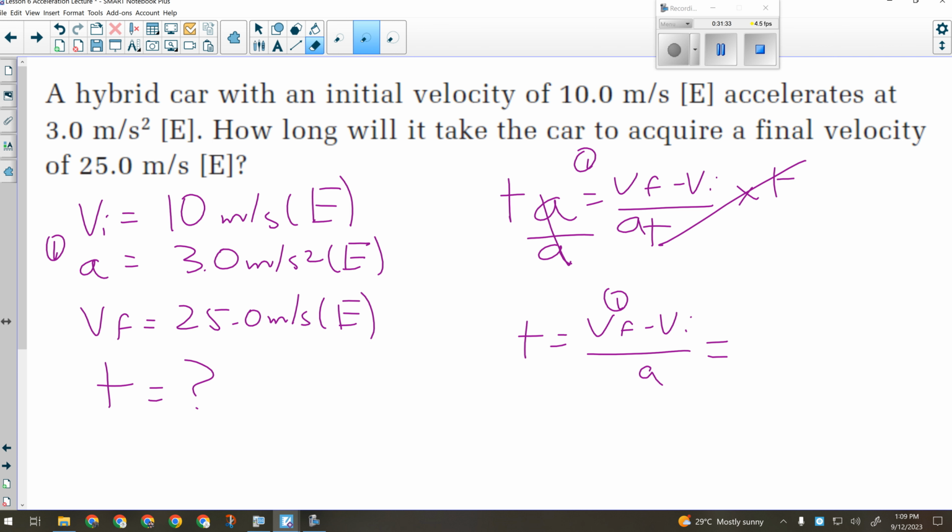Sometimes, not always. So we would have 25 minus 10 divided by 3. Sometimes you get a mark for that. And then obviously you would get a mark for your final answer. 25 minus 10 is 15. 15 divided by 3 is 5. So this will take 5.0 seconds because we have two significant digits. Okay, so that's supposed to be 10.0.